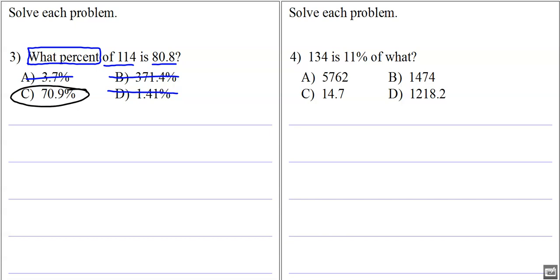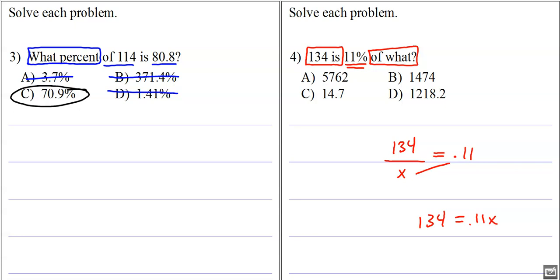So number 4, this one was one of the most missed problems. 134 is 11% of what? So basically what we're saying is we had 134 out of, we're not quite sure what we're out of, but it came out to be 11%. So if you want to solve it that way, you can just multiply these two and you're going to get 134 equals 0.11x, and then divide both sides by 0.11. So 134 divided by 0.11, which is 1218.18. So that would be D.